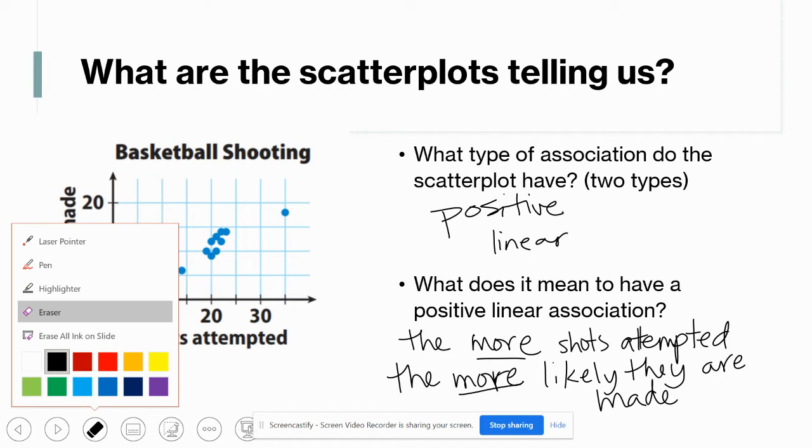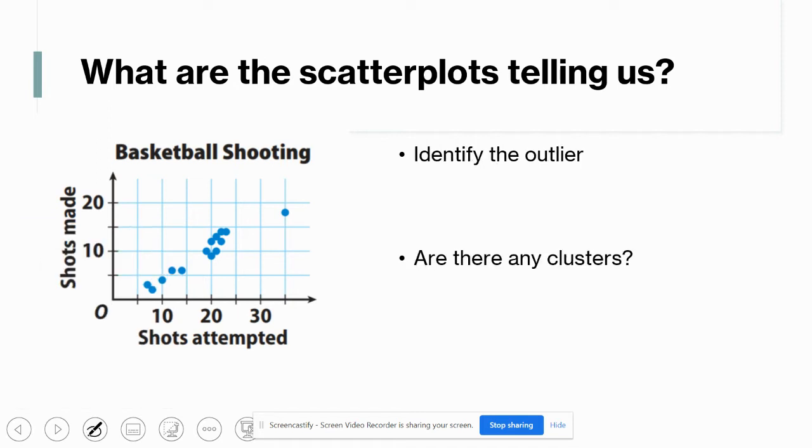All right, let's continue on with the additional questions. We have two more questions. One is we need to identify the outlier. So I'm going to look for the point that lies outside of the other points, and it's all the way over here. To identify it, I have to write down my ordered pair. In this case, my X is shots attempted, which is going up by fives: 5, 10, 15, 20, so 35. And my Y, or my shots made, is going to be a little bit under 20, so let's say 17.